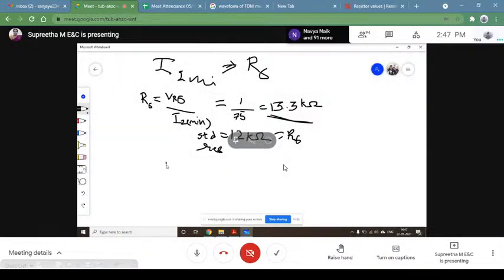All the resistances have to be equal to have your unity gain. And that means your R4 is equal to R5, which is equal to R6, and the same is equal to R7, which is equal to resistance. What is the value? R6? 12 kilo ohms.